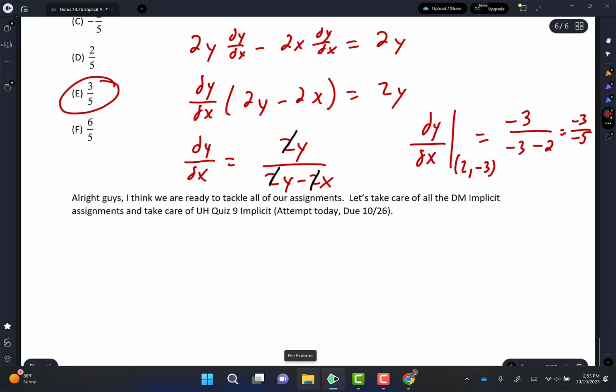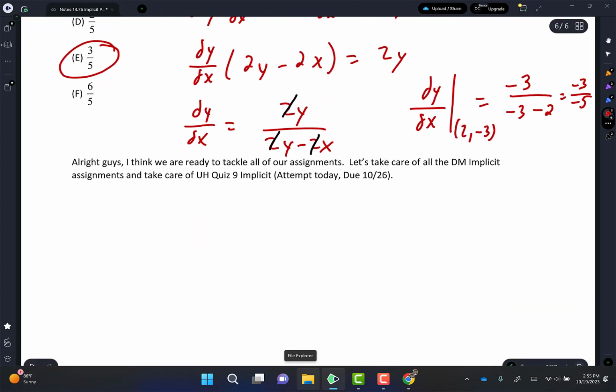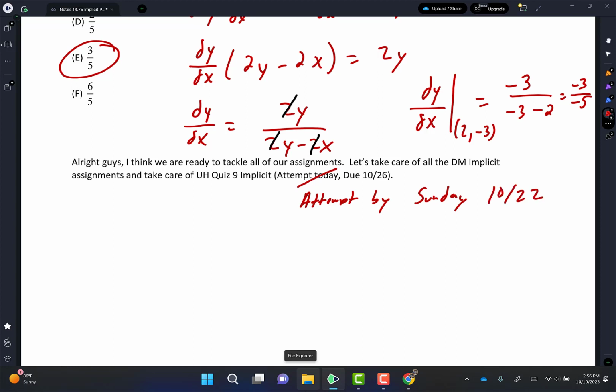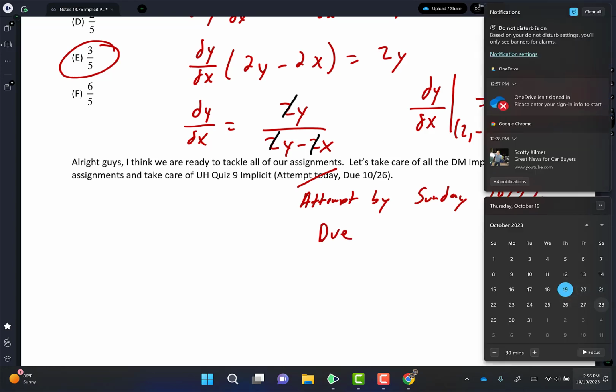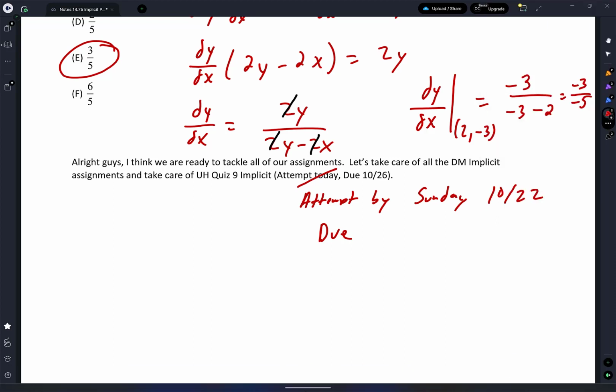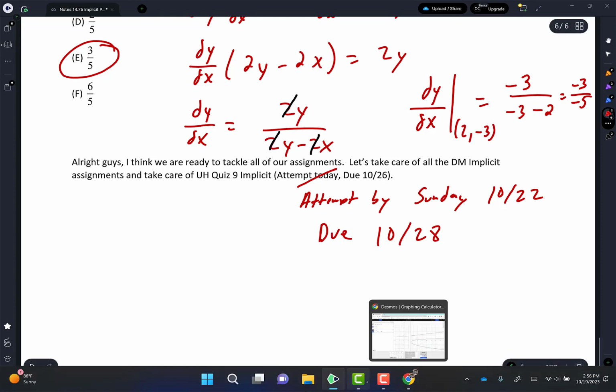Okay, I'm going to give you guys a circuit. Relax. It says attempt today for this. I'm going to go ahead and change it. So go ahead and scratch out the attempt today and put attempt by Sunday. What's Sunday? The 22nd, 10/22. And I want this due before Spooky Day. Due 10/28. Due before Spooky. Cool or not cool? It's almost Halloween. Yeah, we're going to give you a circuit and we'll call it a day.